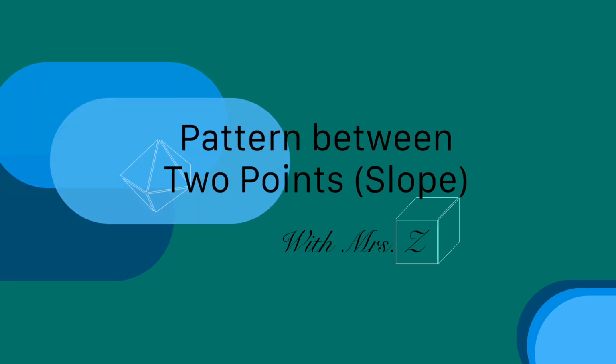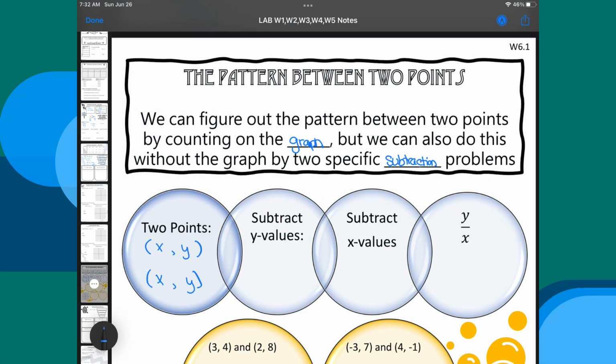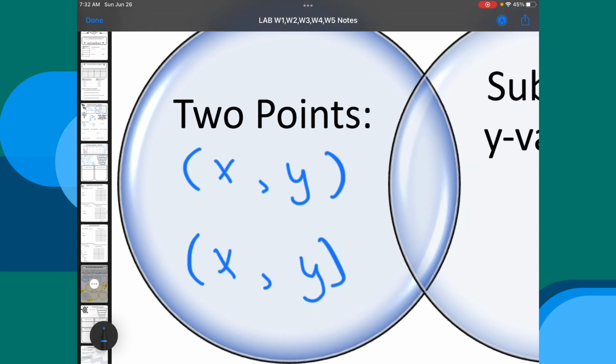Let's find the pattern between 2 points without graphing. We can find the pattern between 2 points by counting on the graph, but we can also do this with 2 subtraction problems. The first thing that you'll need is 2 points.